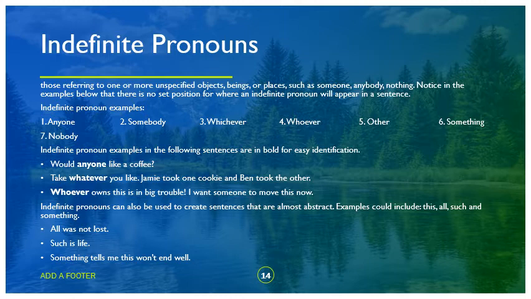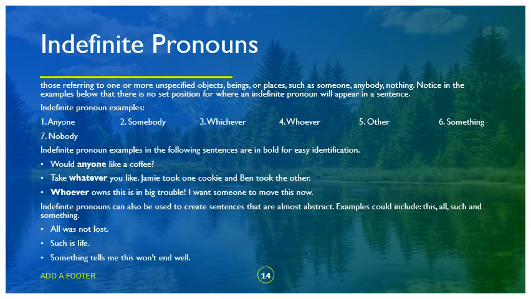Let's say your friend's name is James and the other friend's name is Mark. So James would say, yes, I would like to have some. Thank you. Take whatever you like. Jamie took one cookie and Ben took the other. So imagine you are offering different cookies to your friends and you are telling them take whatever you like. So the cookies are quite different. So Jamie took, let's imagine, a chocolate cookie and Ben took the oatmeal cookie.